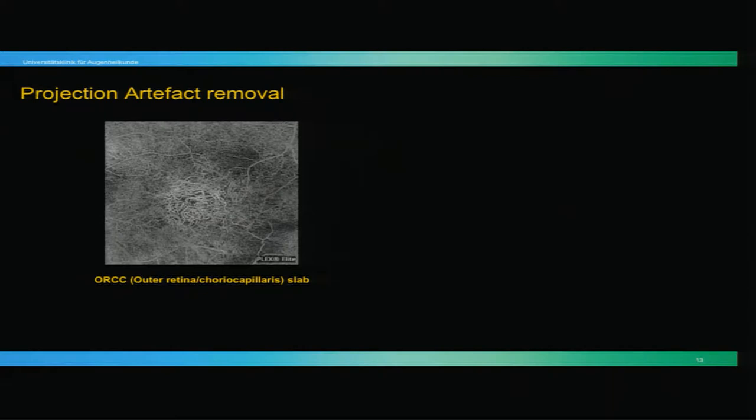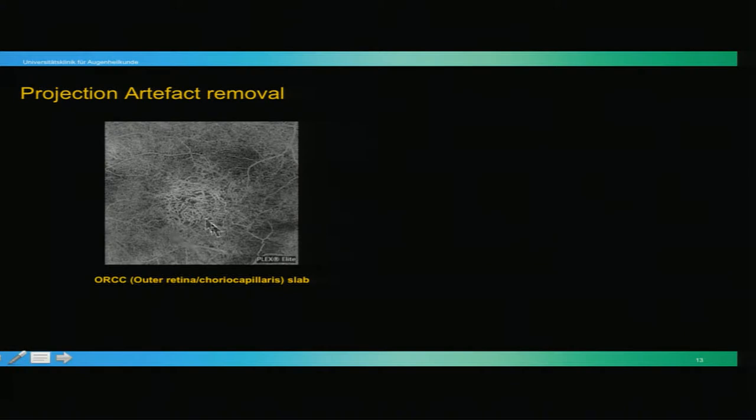I previously talked about the projection artifacts. So when you look at the deep capillary plexus, you always have to account for these projection artifacts. You may think, okay, I know that I will see the vessels from above, so who cares about projection artifacts? But it really helps you to differentiate the lesions and to quantify changes in the deep capillary plexus.